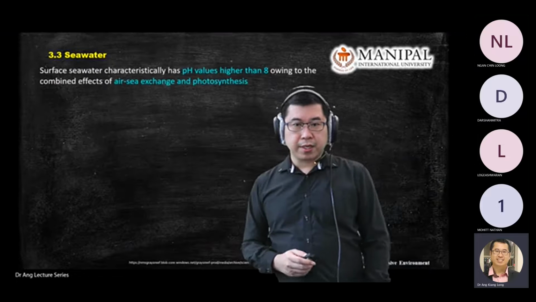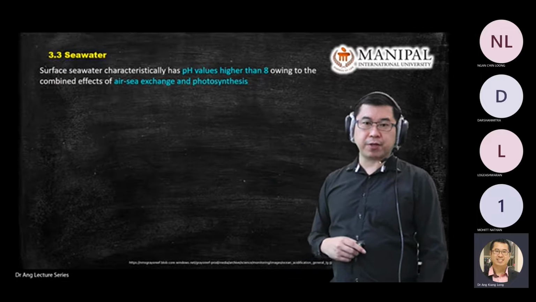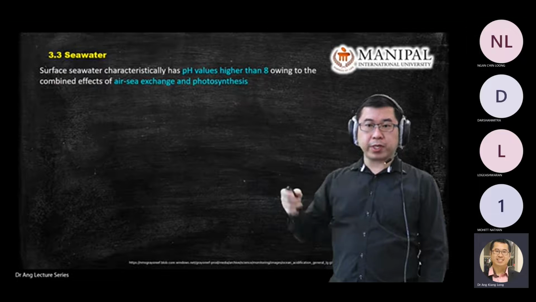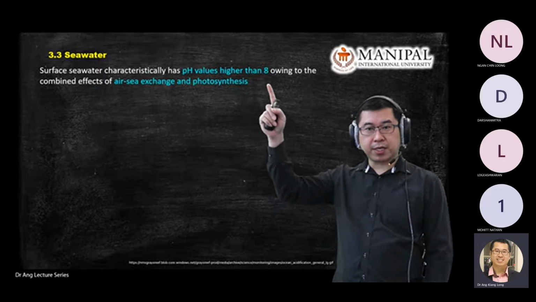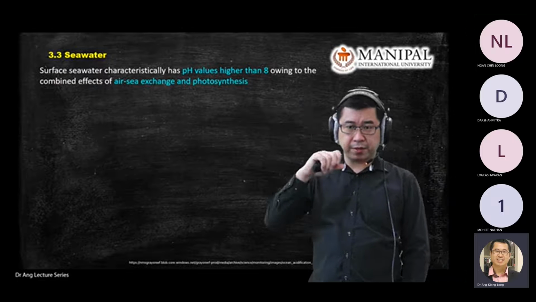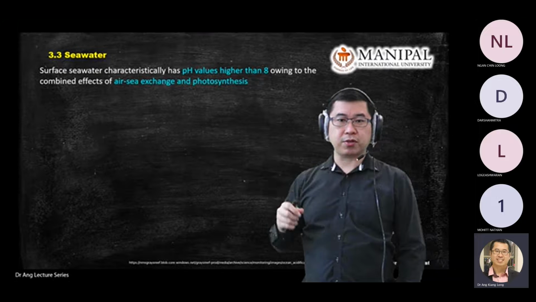Okay, next will be about the pH of the seawater. So the pH of the seawater will be more than 8, which, as you can see, means it will be an alkaline solution. All right, you're near to an alkaline solution.